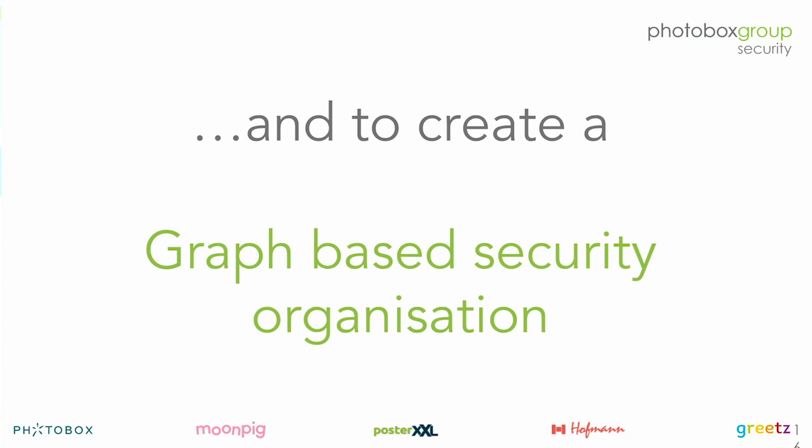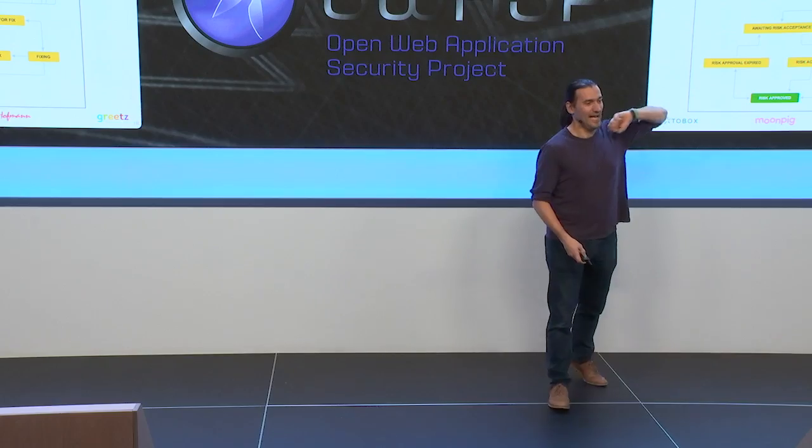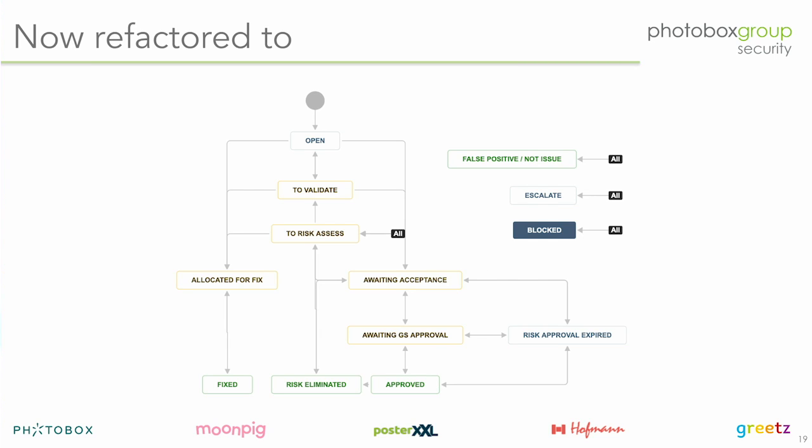And in fact, I would argue that every organization is a graph, but if you focus on the security element, because you control that, eventually you influence and reach out to the rest of the business. So how do we do this? We started with a risk workflow. And some here might actually remember the first versions of this. Then we started to refactor it, and we went to something a bit more simple.